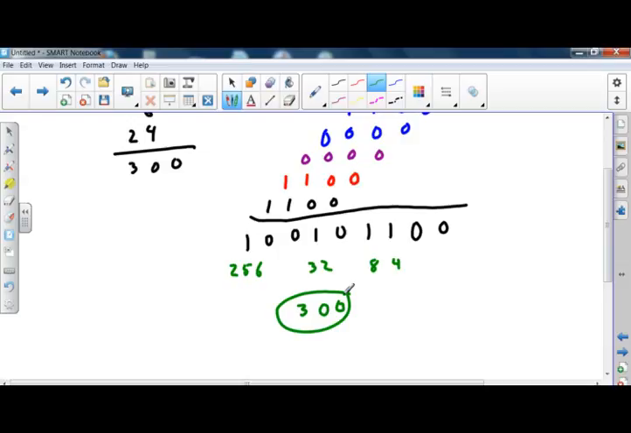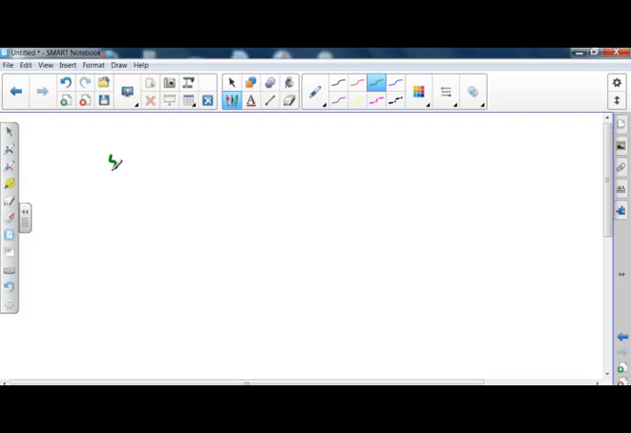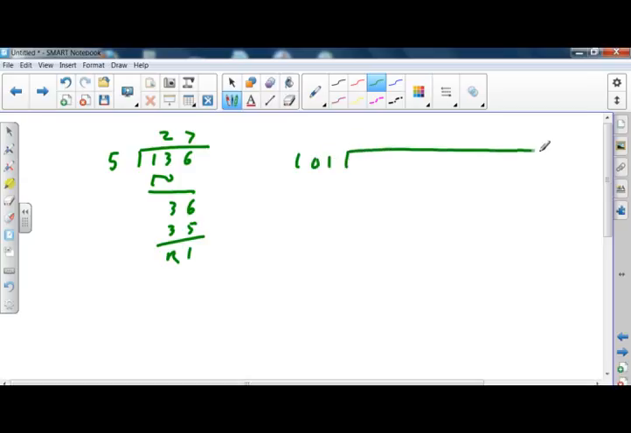Now I don't want to do binary multiplication, but I can. I can also do binary division. So I got 5, and I'm going to go into 136. Okay, so I go in 2 times, and I get 36. I go in 7 times, I get 35, and I have a remainder of 1. Okay, so I've got 5, 1, 0, 1. I'm going to divide that into 136. So there's 128. That means I have 8 left over. 64, 32, 16, 8, no 4s, no 2s, no 1s.